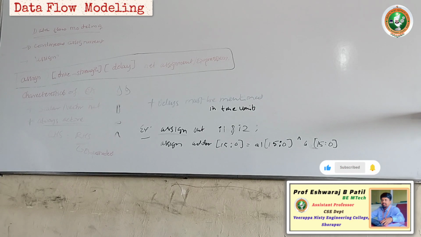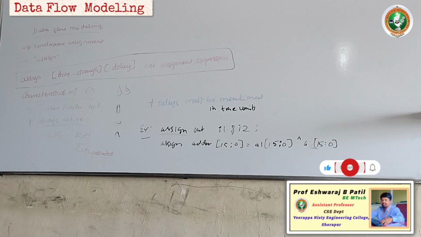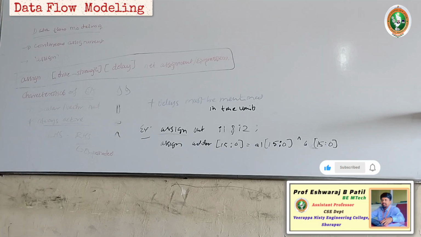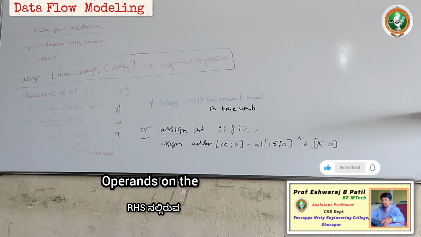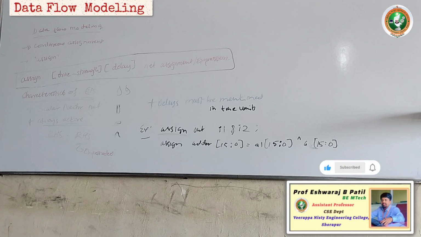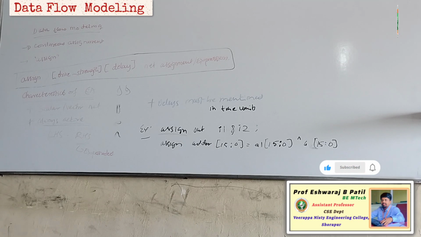Okay, next point. The operands on the RHS can be registers or nets or function calls.